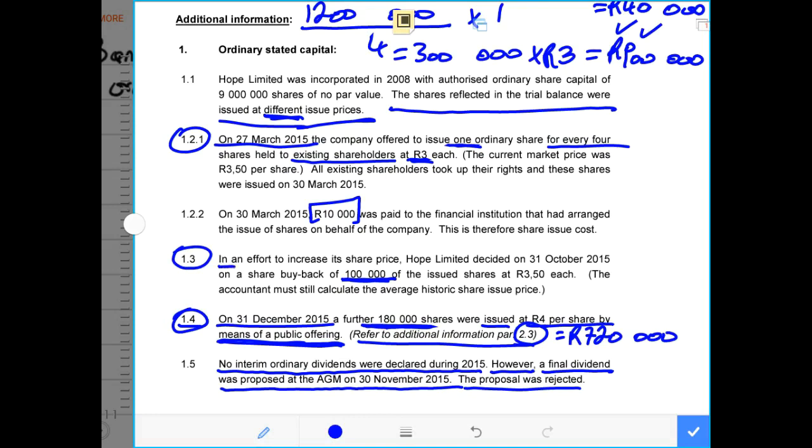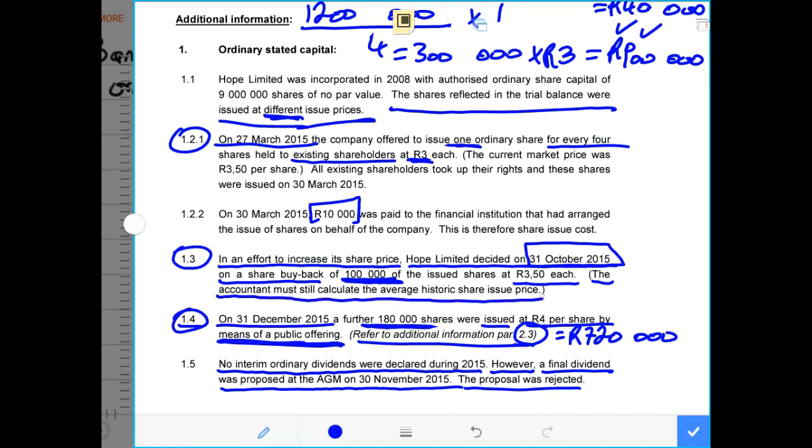They said in an effort to increase its share price, Hope Limited decided on the 31st of October in the year 2015 on a share buyback of 100,000 shares at the issue price of 3 rand 50 each, and they say the accountant must still calculate the average historic share price.